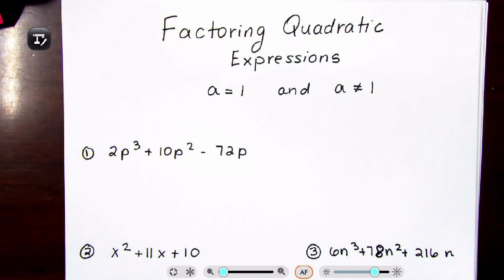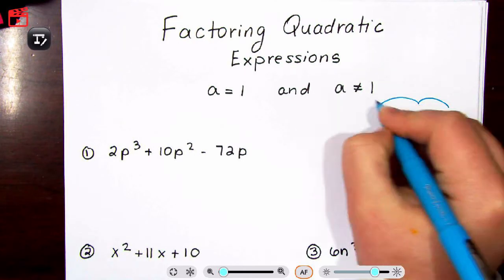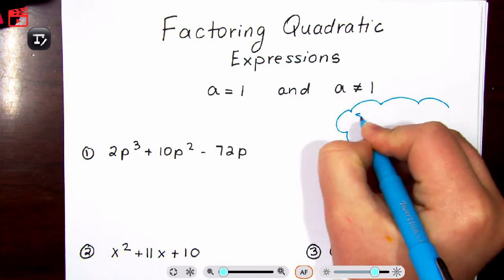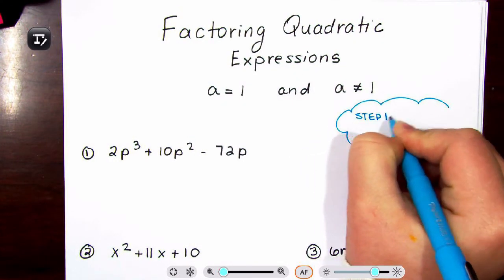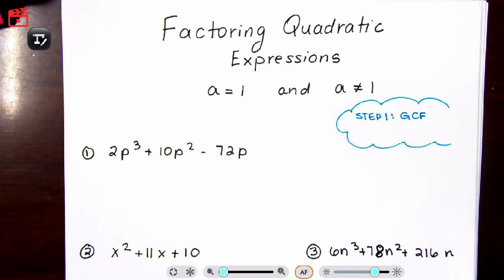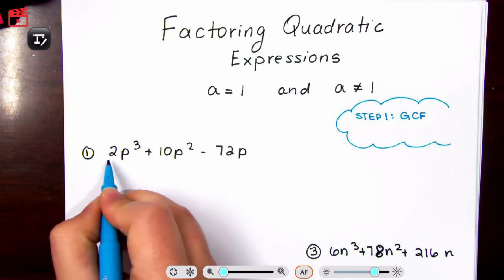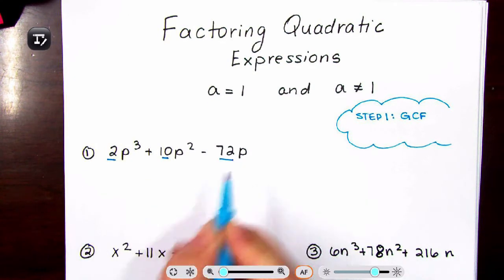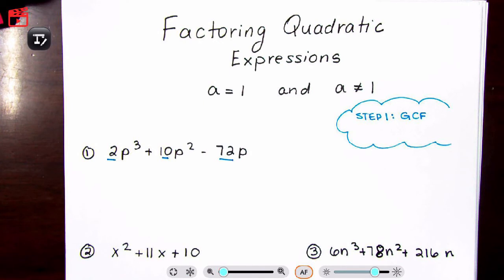Now, step number 1 always, let me just do a thinking bubble here real quick, is factoring out a GCF. So step number 1, locate a GCF. Now, GCF is something that you can divide out or something that you can pull out of every single term. For example, I see a 2, a 10, and a 72. And you want the largest number that can come out of every single term.